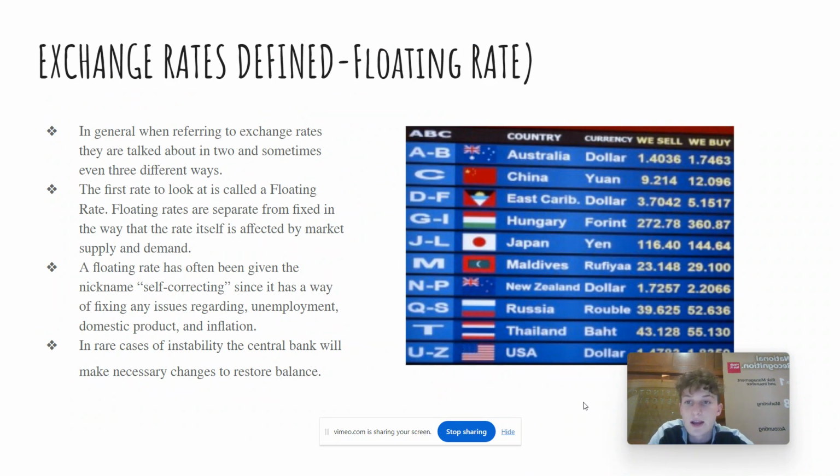Usually, we look at two different types of exchange rates we see most commonly, and the second one delves almost right into the third one. So the first rate to look at is called a floating rate. Floating rates are separate from fixed in the way that the rate itself is affected by market supply and market demand. A floating rate is often given the nickname self-correcting since it has a way of fixing any issues regarding unemployment, domestic product, and inflation.